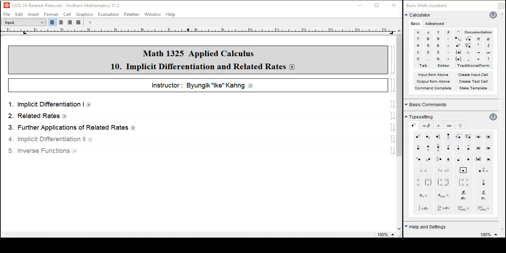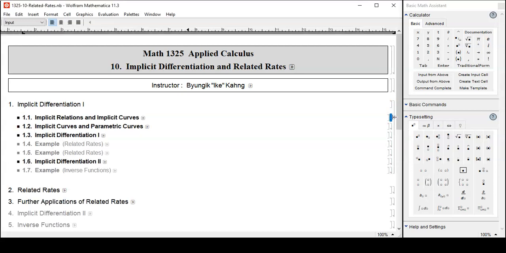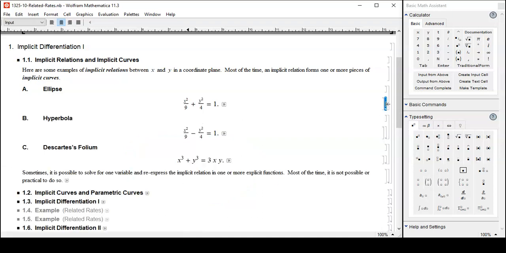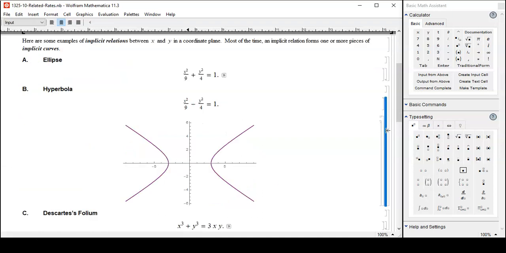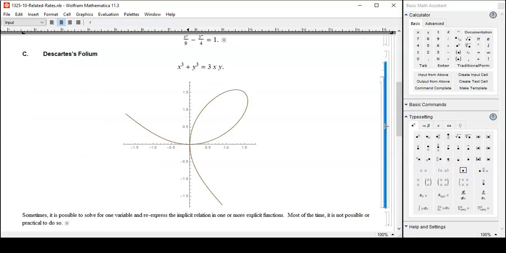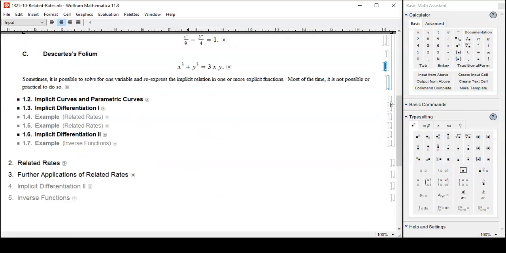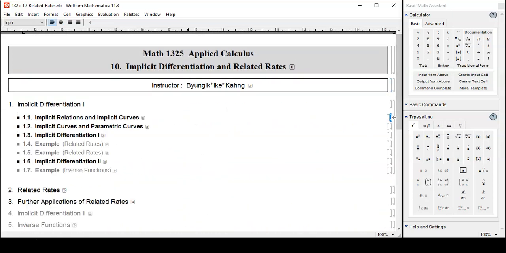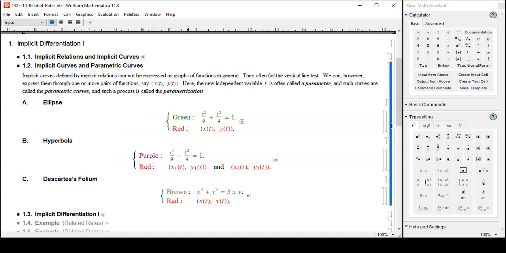Hello students, welcome back. Previously we went through some examples of implicit relations and implicit curves, such as this, an ellipse, and this, a hyperbola, and something like this, an example of a Descartes folium. Moreover, we went through the concept of parametrization.